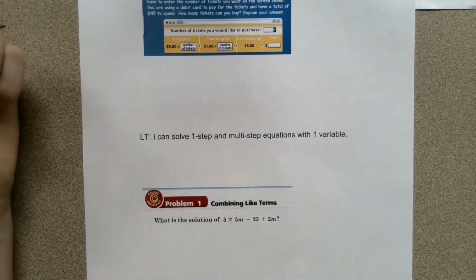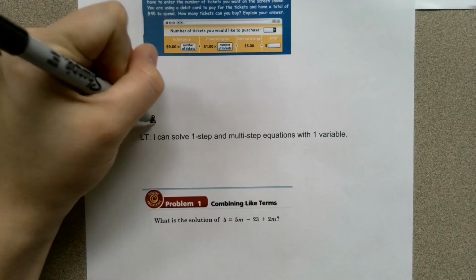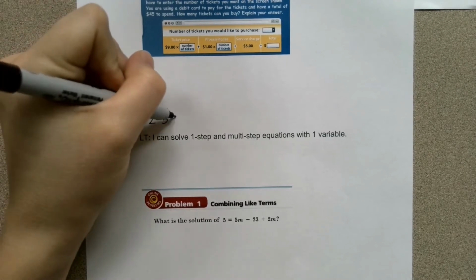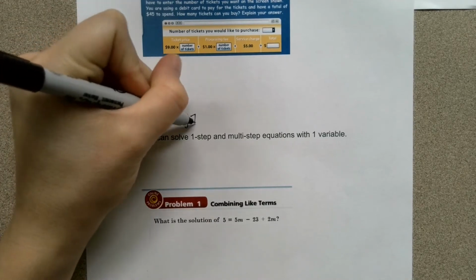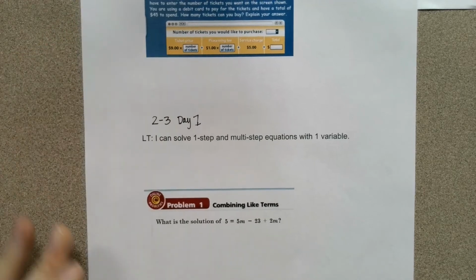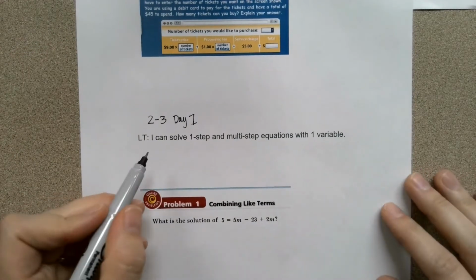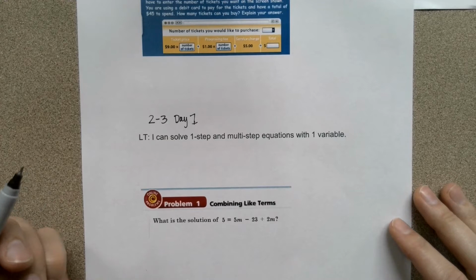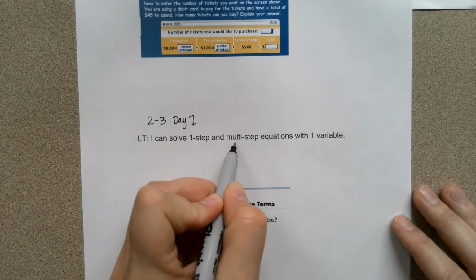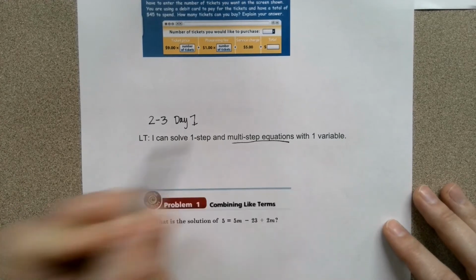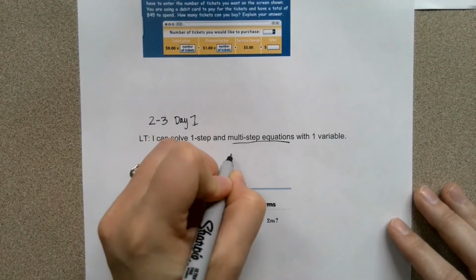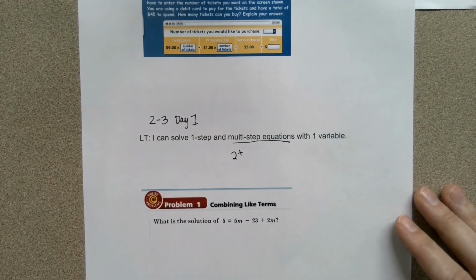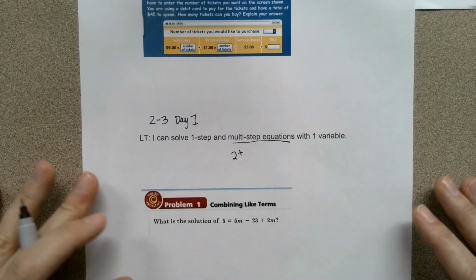All right, today in class we're going to be covering lesson 2-3, and today is just day 1 of that lesson, so we'll continue it tomorrow. But we're going to continue with the same learning target. We're going to be solving one-step and multi-step equations today, focusing on the multi-step equations being more than 2 steps, so 2 plus steps with one variable, so one type of variable.